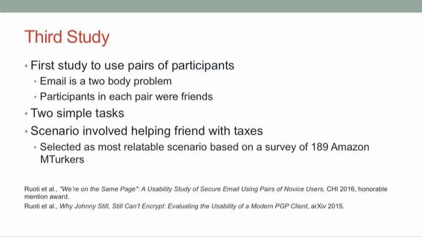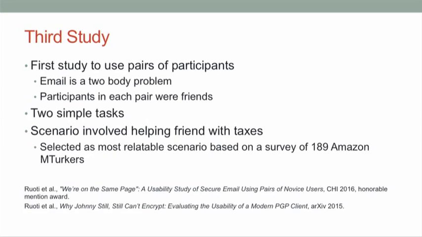We went out and recruited pairs, two people. We asked two friends to come to our study. Because with secure email, the idea that two users would decide to use it and have to cooperate to send a message, we call this a two-body problem. So we thought, it's inherently a two-body problem. We ought to bring in two people and see if they really can adopt secure email in a grassroots fashion. So we bring these friends in. We still gave them a hypothetical scenario: you're helping your friend with taxes, so you're sending some financial information. We based that scenario on surveying users about what they thought were interesting uses for secure email. And so we brought them in and gave them these tasks.